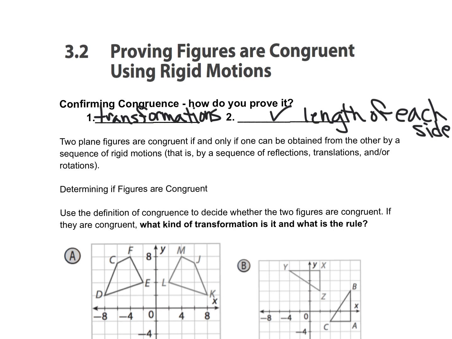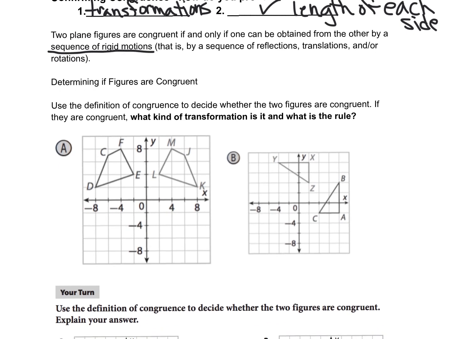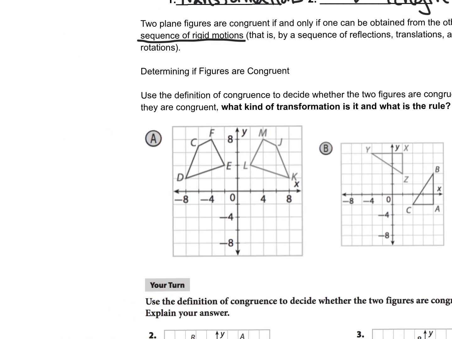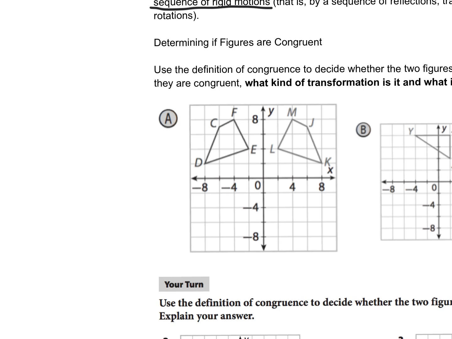So two plane figures are congruent if and only if one can be obtained from the other by a sequence of rigid motions. So let's determine if these figures are congruent. Use the definition of congruence to decide when the two figures are congruent. If they are congruent, what kind of transformations is it, and what is the rule? So if you look at A, they look the same. So let's see if we can figure out what kind of transformation moved it.